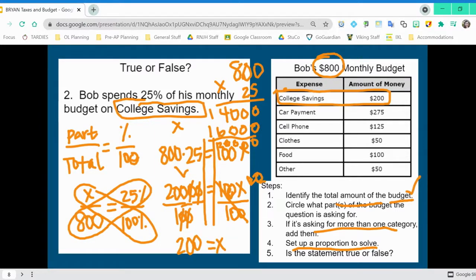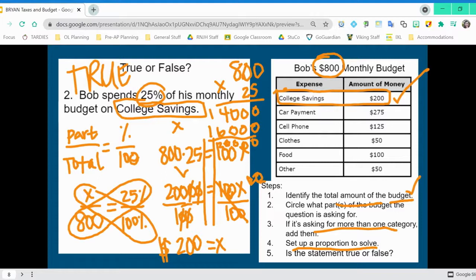That tells me that 25% of his budget, 25% of 800 is $200. Is that what he budgeted for his college savings? Yes, $200 is a match. So this is actually true that he budgets 25% of his money for college. So that's another way to go about it, is you could put an X in there for the dollar amount and then solve for what 25% of the budget is and see if it matches what's in the table for his college savings.